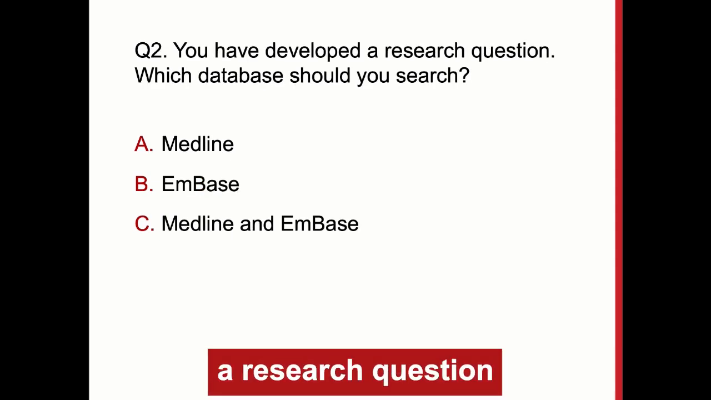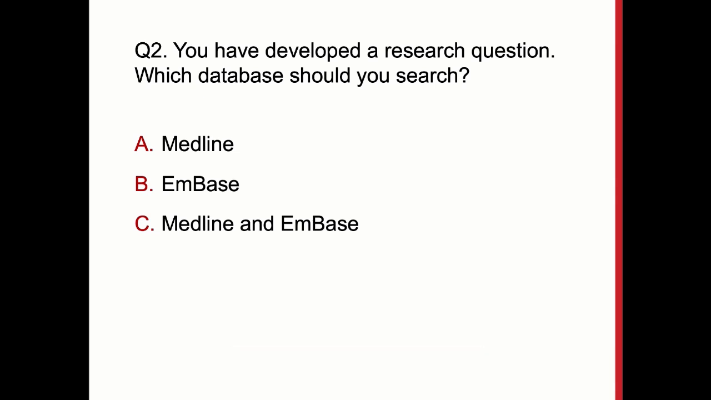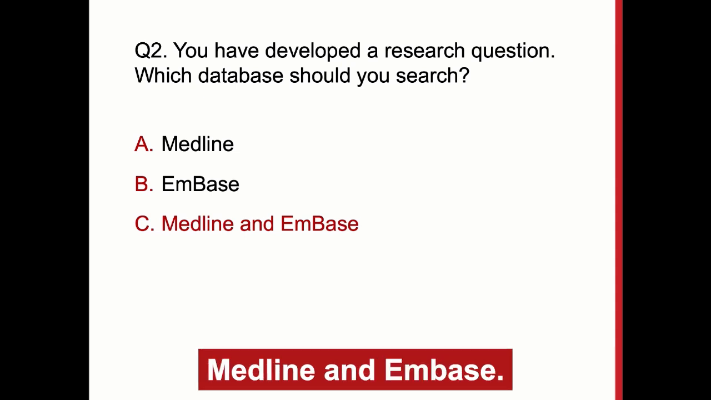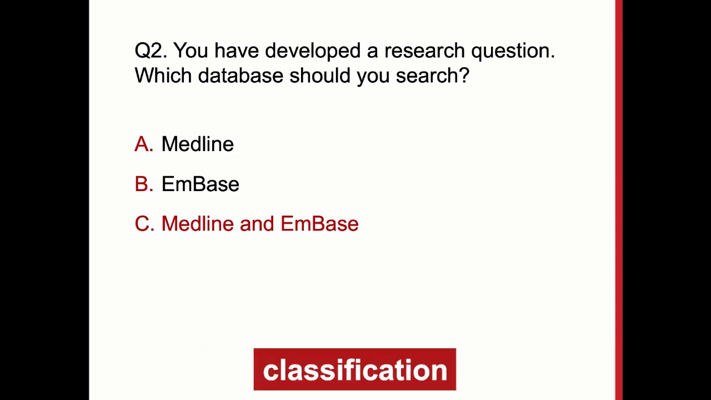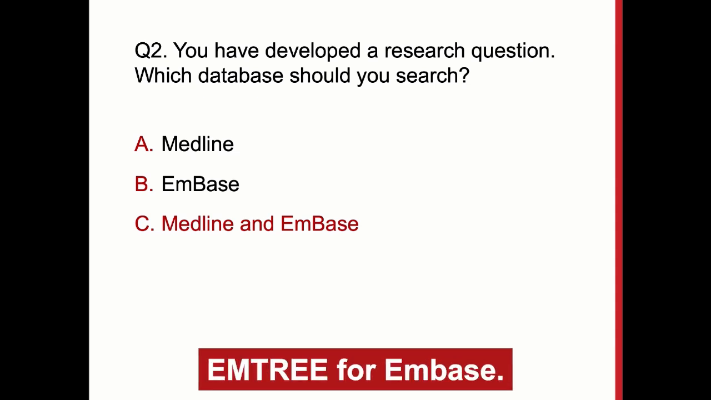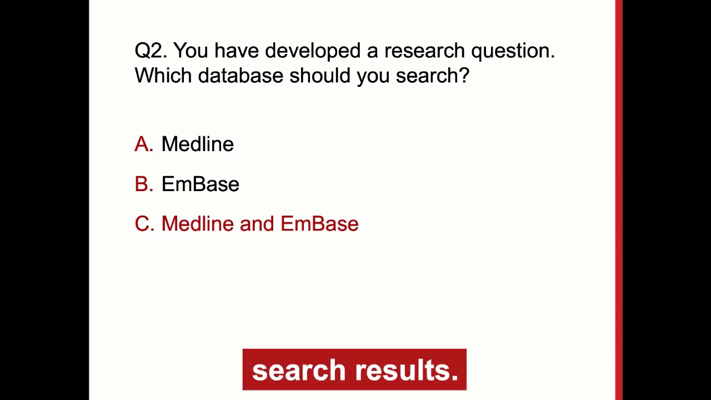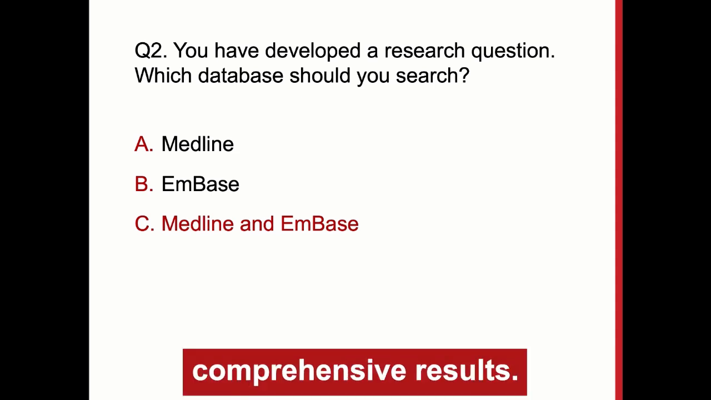You have developed a research question. Which database should you search? Medline, Embase, or Medline and Embase? The answer is C, Medline and Embase. The Medline and Embase databases use different classification structures, Mesh for Medline, Mtree for Embase. This results in different search results. Searching both for a research question would give you the most comprehensive results.